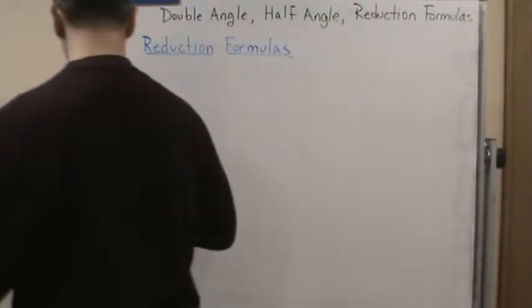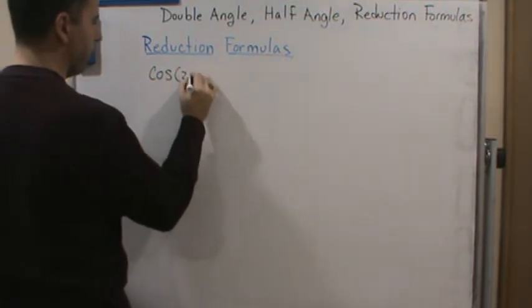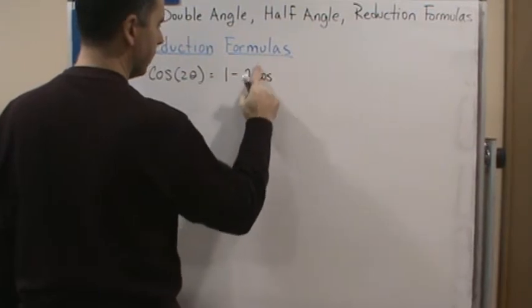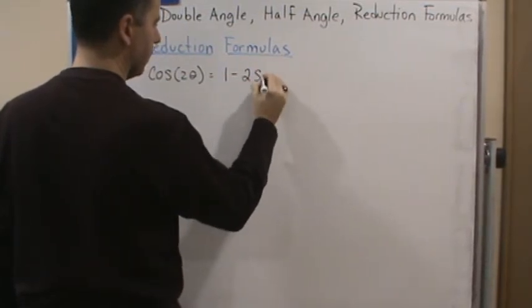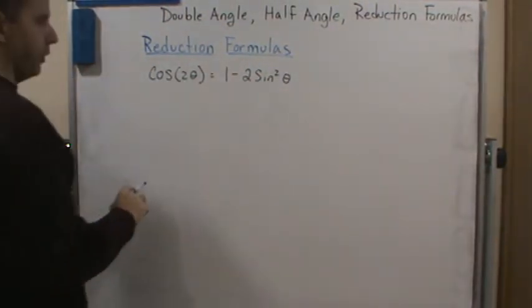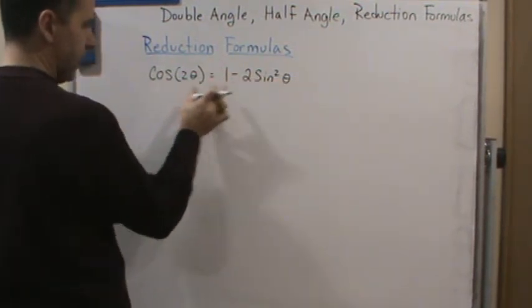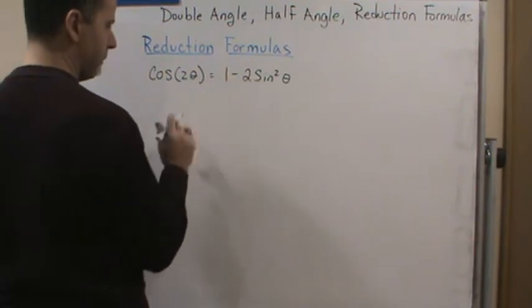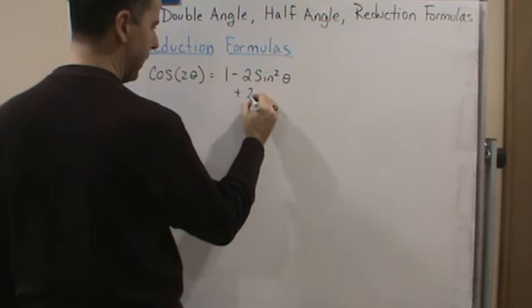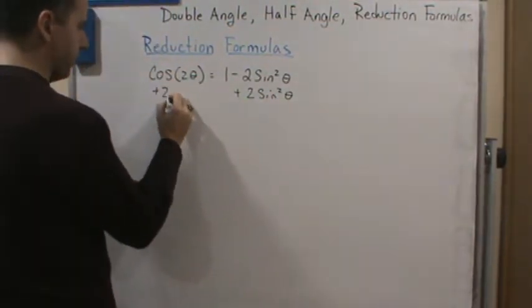Okay, so let's start with the first one that we'll do, which is cosine 2 theta is equal to 1 minus 2 sine squared theta. Okay, so the first thing I'm going to do is add this piece to both sides and subtract this piece from both sides. I'm interchanging these, so I'm going to do it in two steps just so you see it. I'm going to add 2 sine squared theta to both sides.